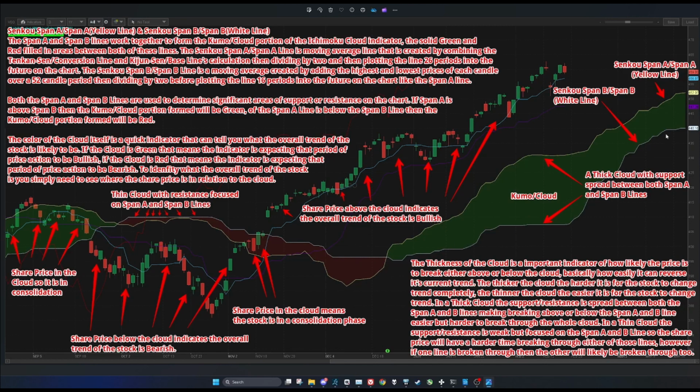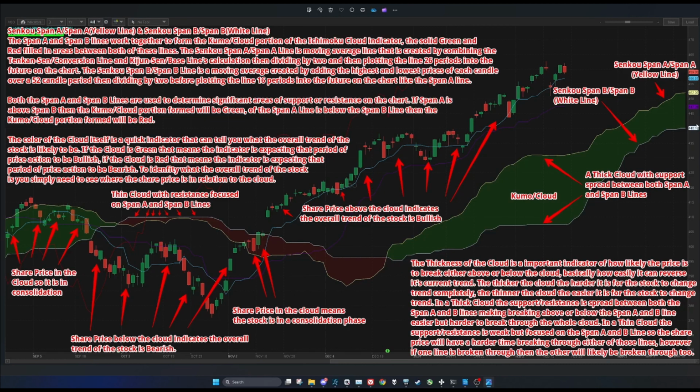So to get the Senkou Span B line, it's a very, very simple calculation. It's essentially a 52-day moving average or a 52 candle moving average. So you're taking the highest and lowest prices of the last 52 candles on your chart, adding them together, and then dividing them by 2, sticking it onto the chart, and then pushing this line 26 periods into the future. So it's essentially a 52-day moving average, but it's a midpoint calculation. So you're not taking the closing price of each candle, you're taking the highest and lowest price of each of those 52 candles.